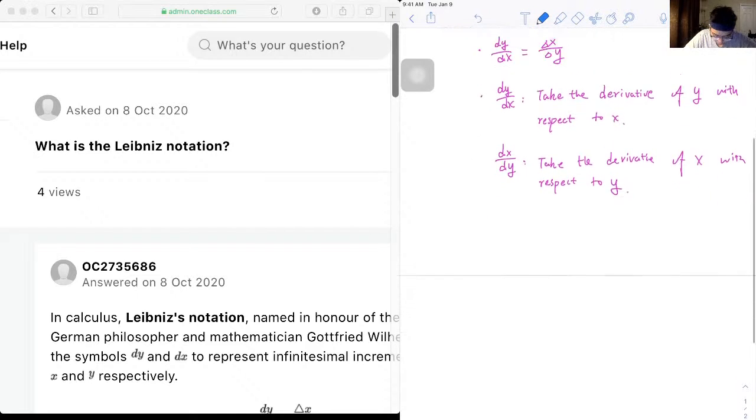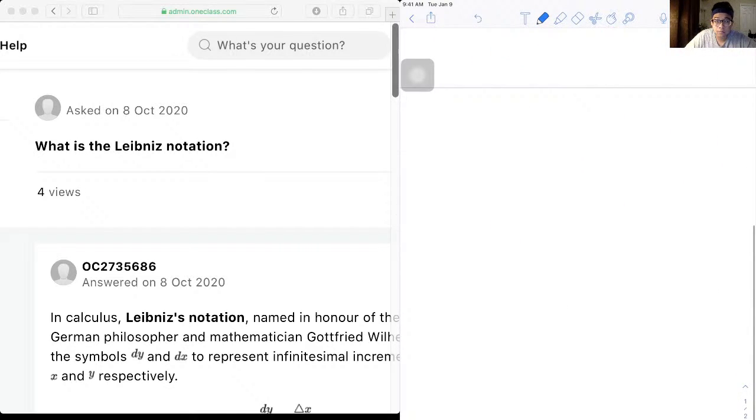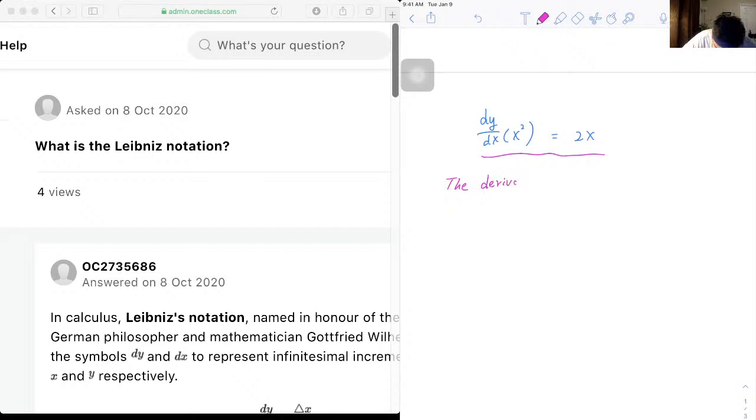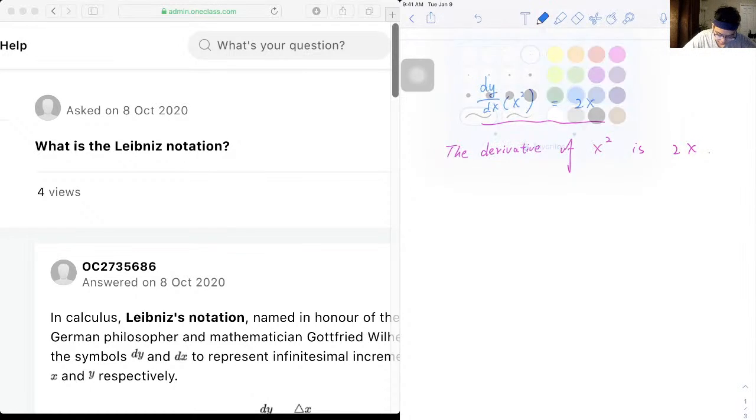And then let's try a couple of examples. So let's see, we have dy dx of x squared, and this is just going to be equal to 2x. Okay, and this literally means the derivative of x squared is 2x.